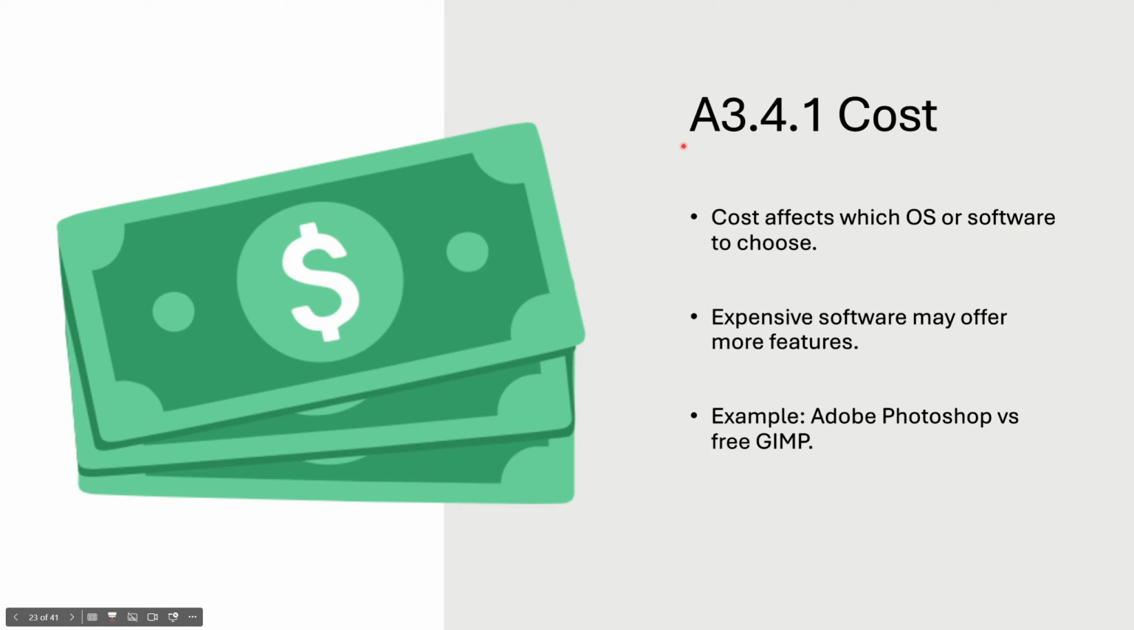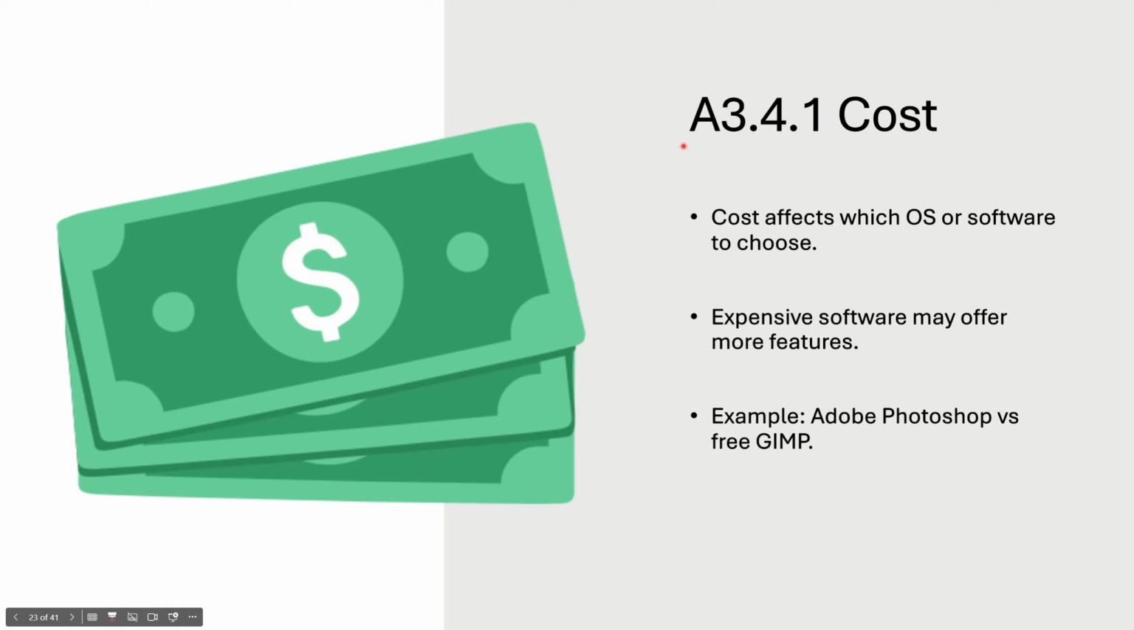Expensive software may offer more features. Example, Adobe Photoshop versus free GIMP software. Now in November 2025, Photoshop and GIMP are very similar in the feature set that they have. However, Adobe Photoshop does have a wider range of features. For example, it now has AI stuff built in, so you can generate stuff and you can remove stuff automatically.